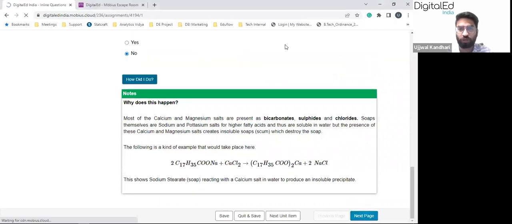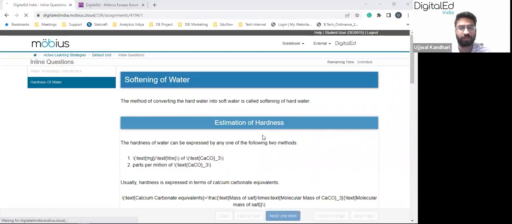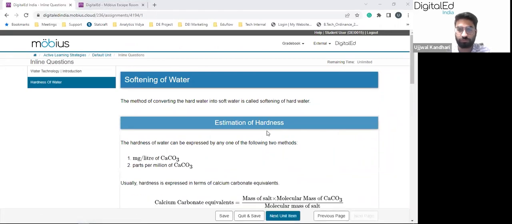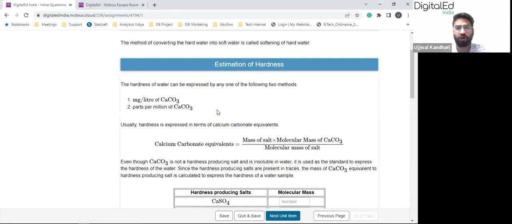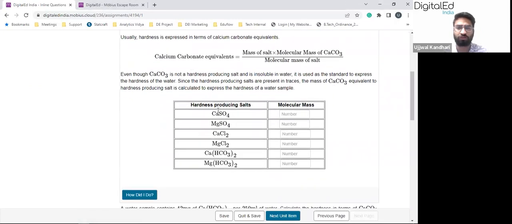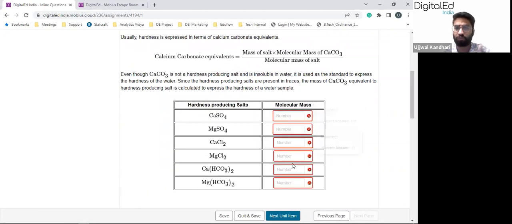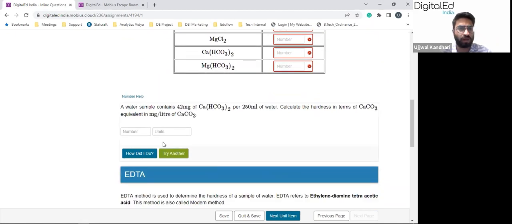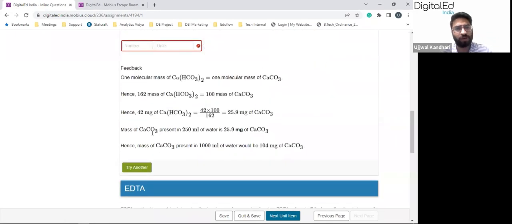So let's move on to another page. And we look at a similar sort of concept. You have content, asking a student to go through it, but not just content, ask them to answer questions. Somewhere in the middle, enter molar masses for all of this. Now answer a question based upon a numerical, based upon the formula that was just explained to you. You got it wrong, I'll tell you what the solution is also.